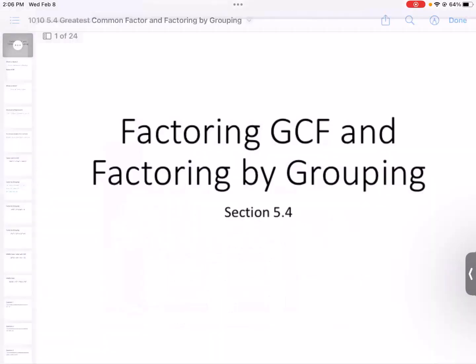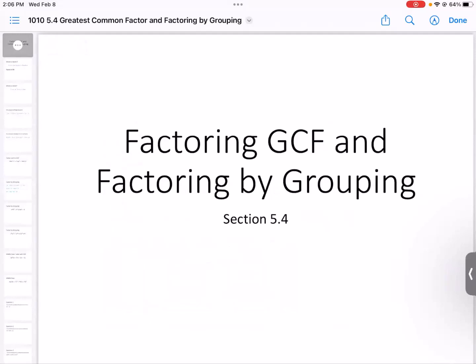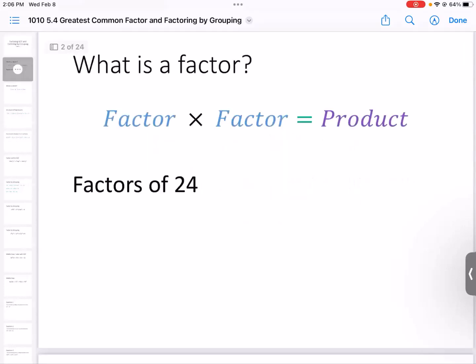our lesson for today, which is factoring the greatest common factor and factoring by grouping. So first of all, let's talk about what a factor is. So a factor is something that is multiplied together to get the product.